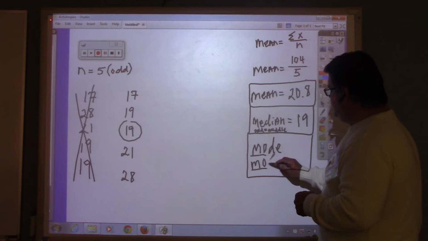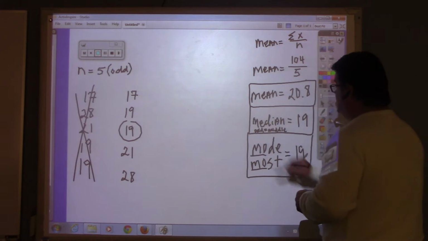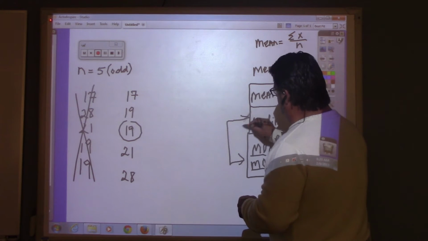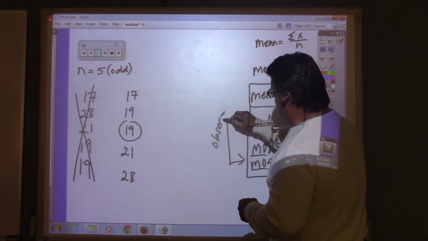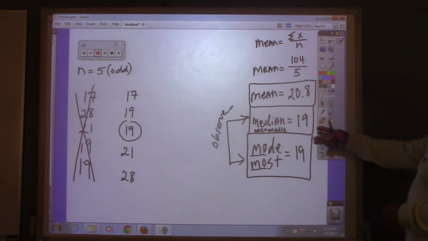Just remember, mode is what? The most. Which one shows up the most? 19. Now, when n is odd, these two are calculated or observed? Observed. Remember that. When n is odd, those two numbers are observed. You do not calculate them. So even if you're dumb as a post, you should be able to get those two on some questions. Even if you say you can't do math, you should be able to get at least those two.